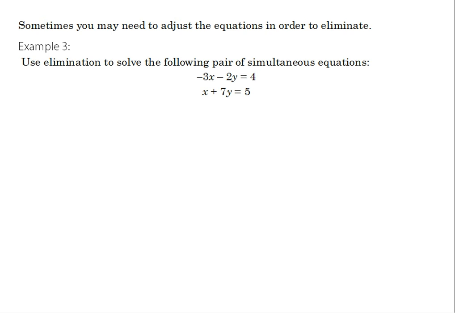So I need to create that same term. The easiest way for me to do that in this case would be to make the second equation have a 3x here. So that would involve, in order to keep the second equation the same, multiplying everything in the second equation by 3. So I'm going to number my equations to start with. Then I'm going to be clear about what I'm doing. So I'm going to take equation 2 and I'm going to multiply it by 3, which gives me 3x plus 21y equals 15. Don't forget the right hand side, it's very easy to forget.